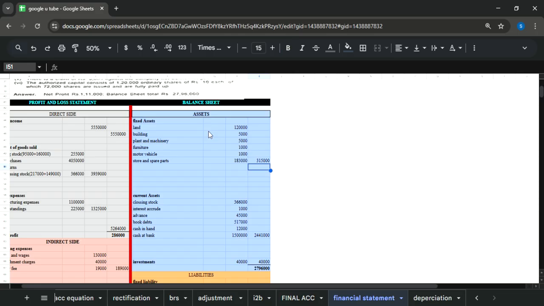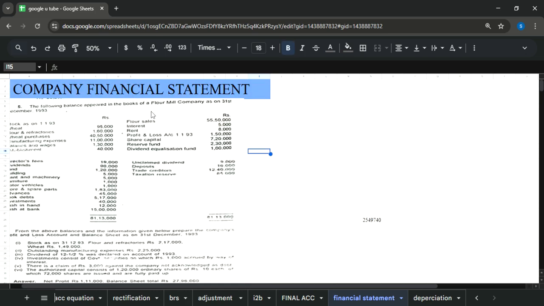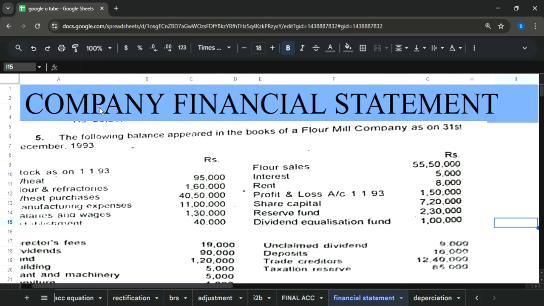This 81,000 was finally transferred to the liability side, and we have got a liability side total of 2,796,000 and an asset side total of 2,796,000. In this way, all 5 parts of the financial statements have been completed. Direct side for gross profit, indirect side for net profit, appropriation side for appropriation balance, asset side and liability side. 5 sides are completed and all answers are matched. It means our question is 100% completed just because of your focus, concentration and attention.